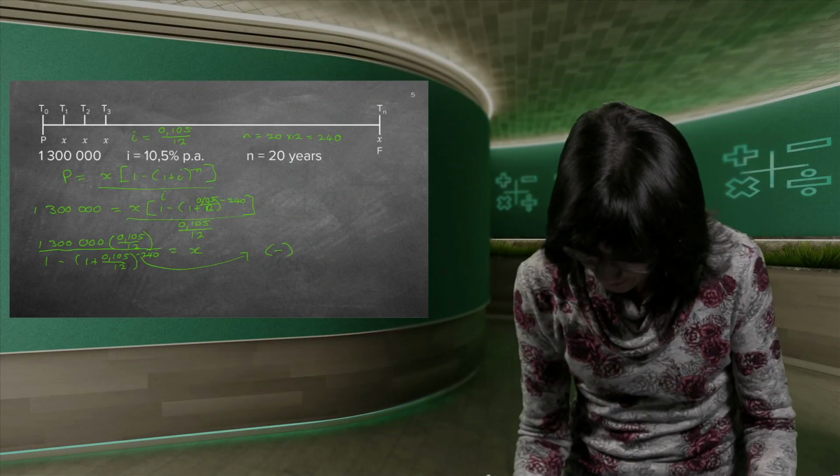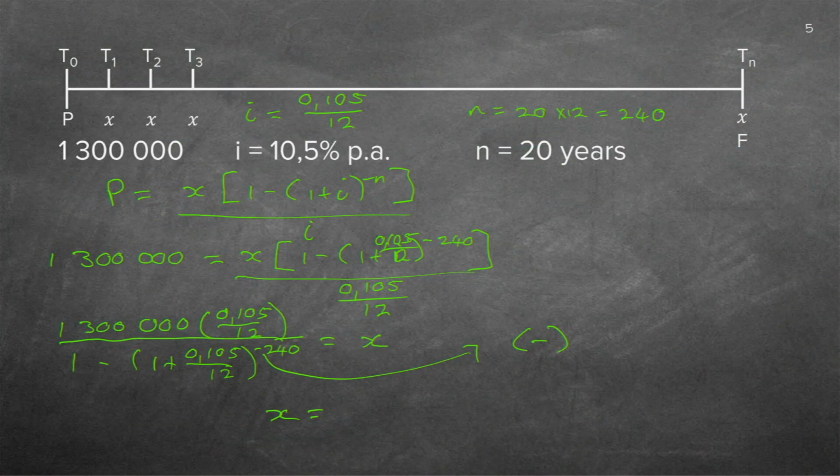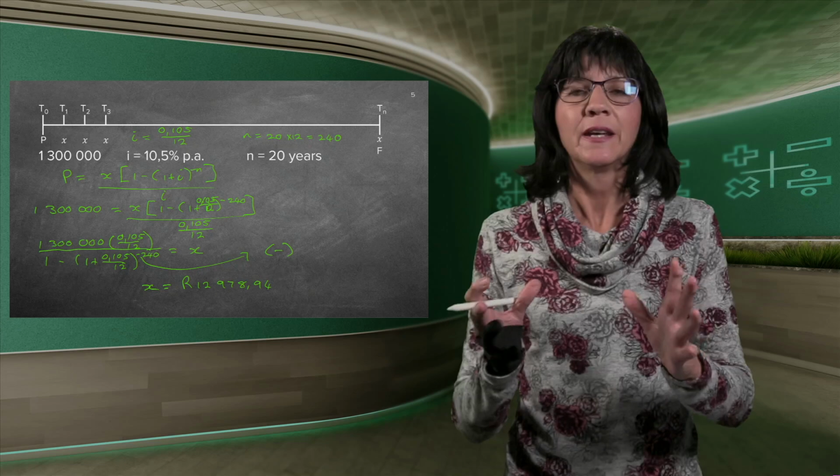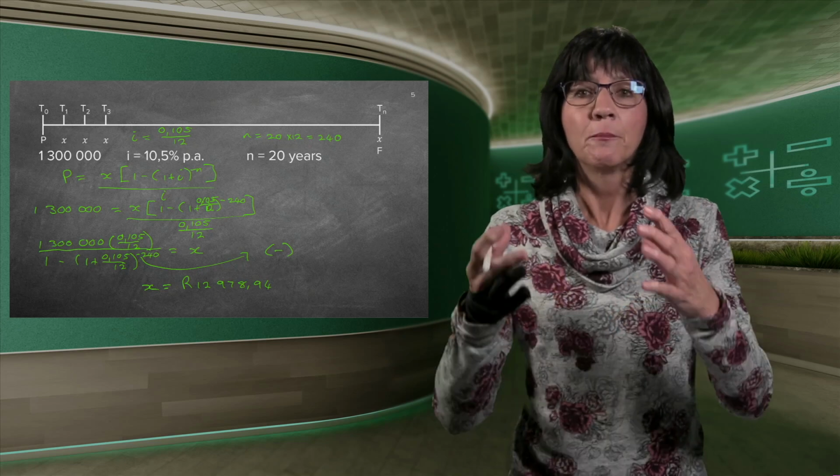And if you do all of that, you get the answer of 12,978 Rand and 94 cents. Good. That amount is your monthly payments. Now let me just clarify something. I've rounded off to 0.94 cents. So actually, it's not a very, very accurate answer. But in our school maths, it is okay if you round off per problem.